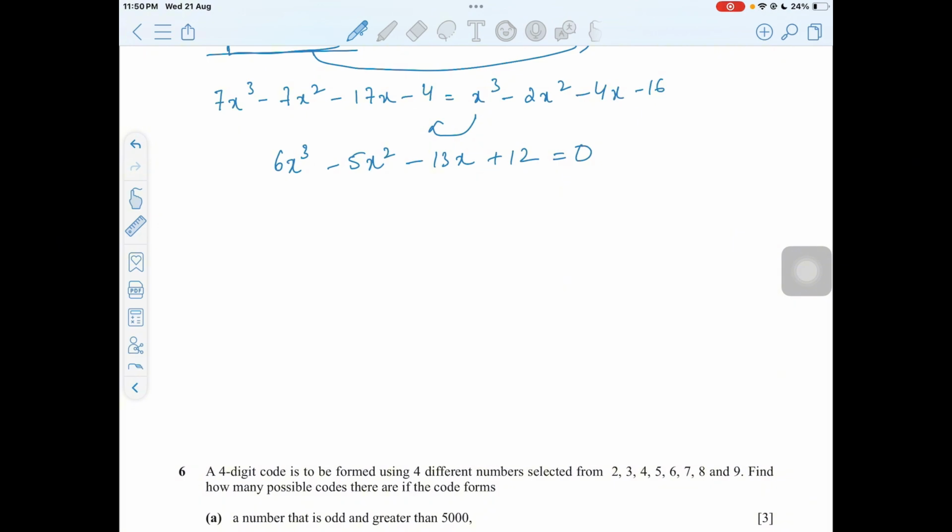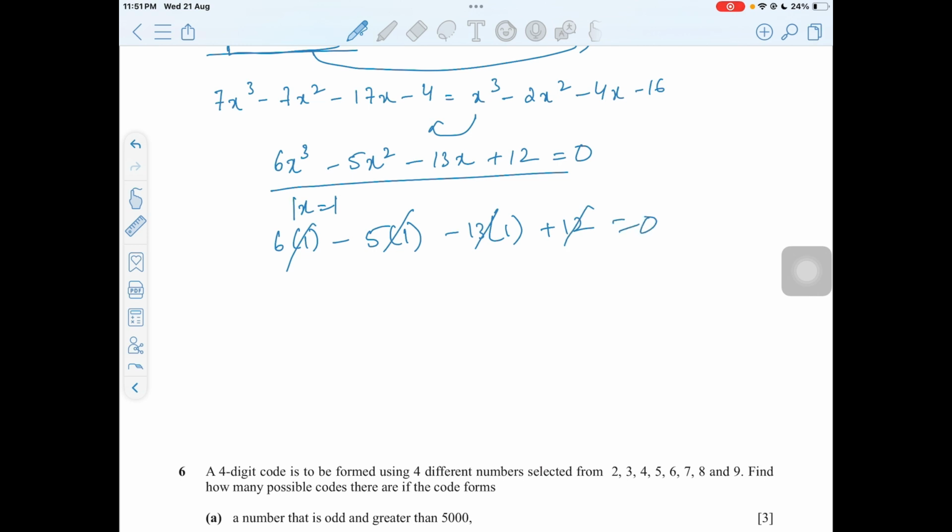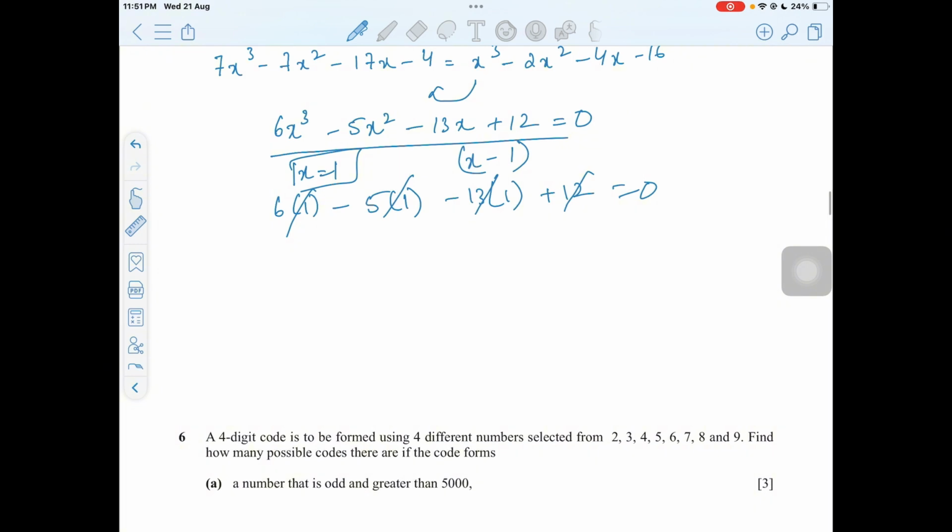We have this equation. We can try an x value to check if it is equal to 0. We can try x equals 1. Now if we try x equals 1, we get 6 times 1 minus 5 times 1 negative 13 times 1 positive 12, right? So we have it as 0. We have one root, that is x equals 1, or we can write it as x minus 1. So this is x minus 1 times ax squared plus bx plus c.